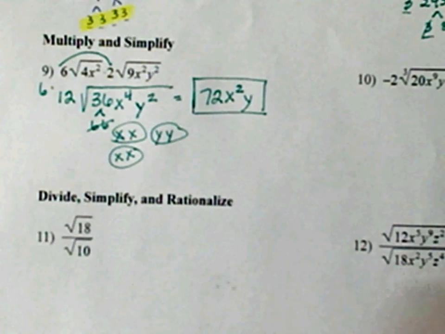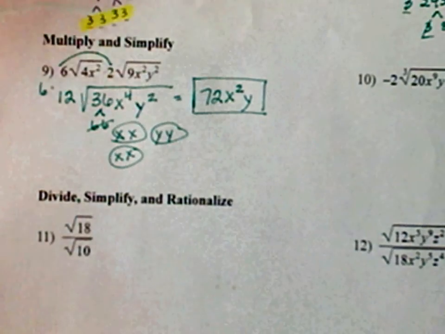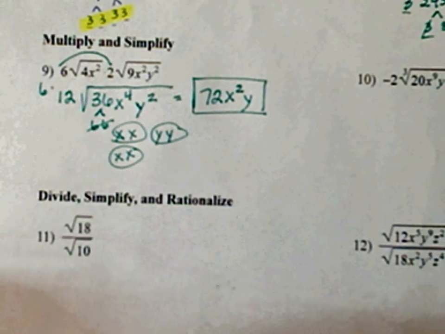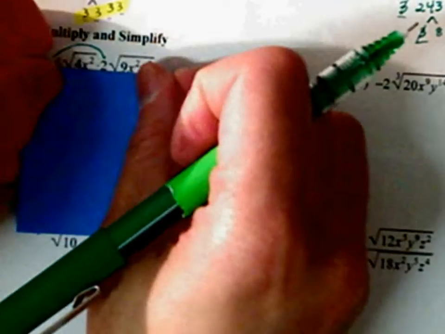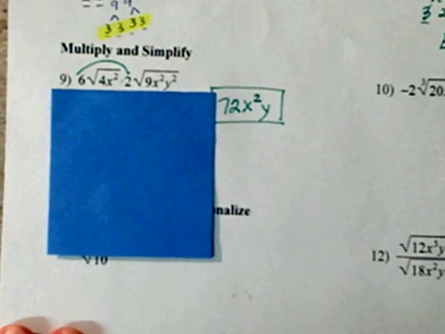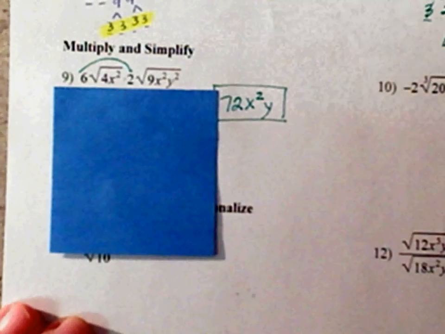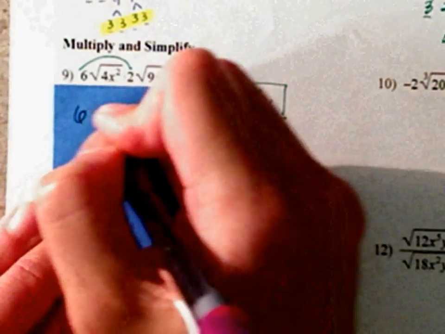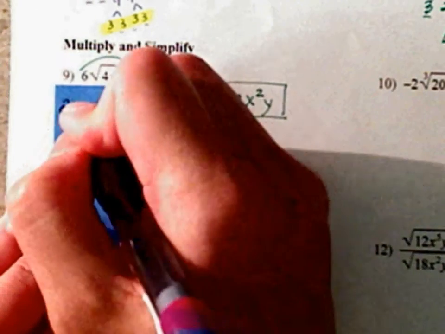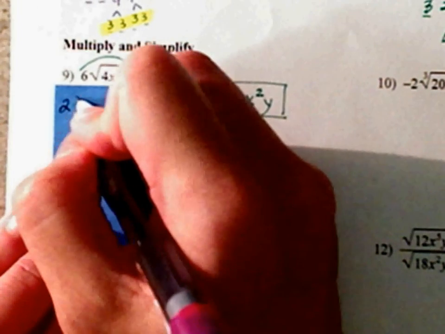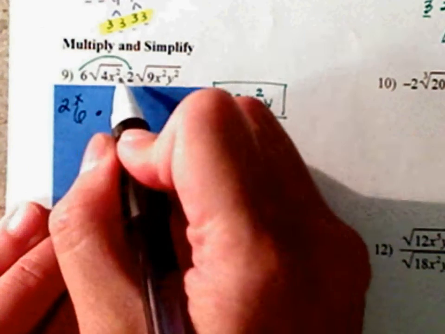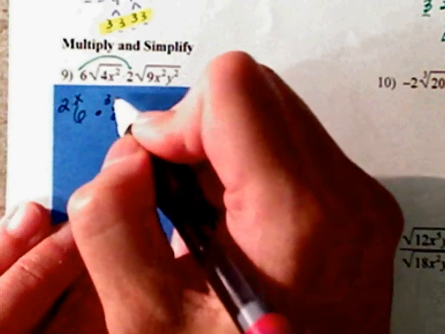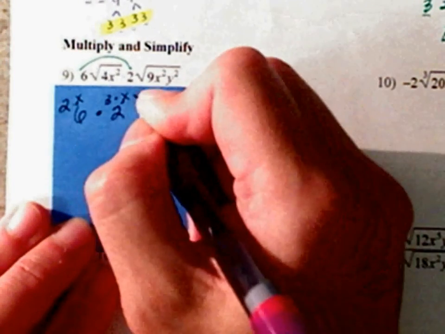There is another way you can work this problem. So let me show you. For example, instead of doing it like that, you could take the square root of 4. So you have 6. The square root of 4 would give you 2. X comes out also, so 2x. Okay? Notice there's nothing left. Times 2. The square root of 9 is 3. The square root of x squared is x. The square root of y squared is y. Notice nothing left underneath the radical.